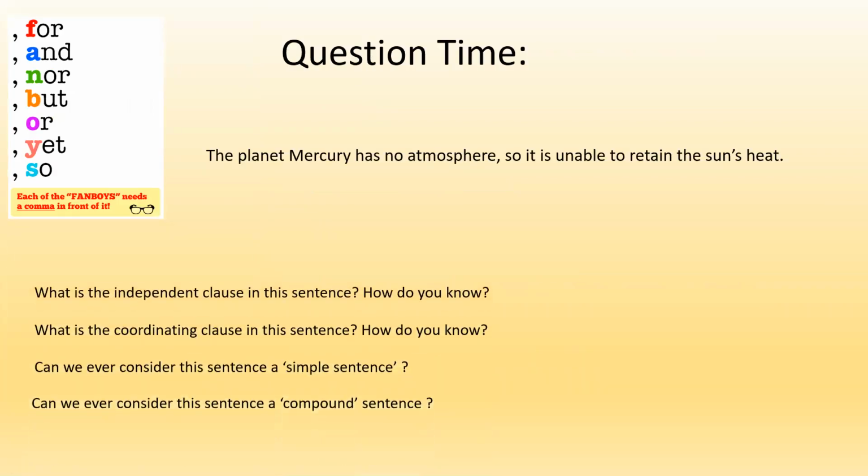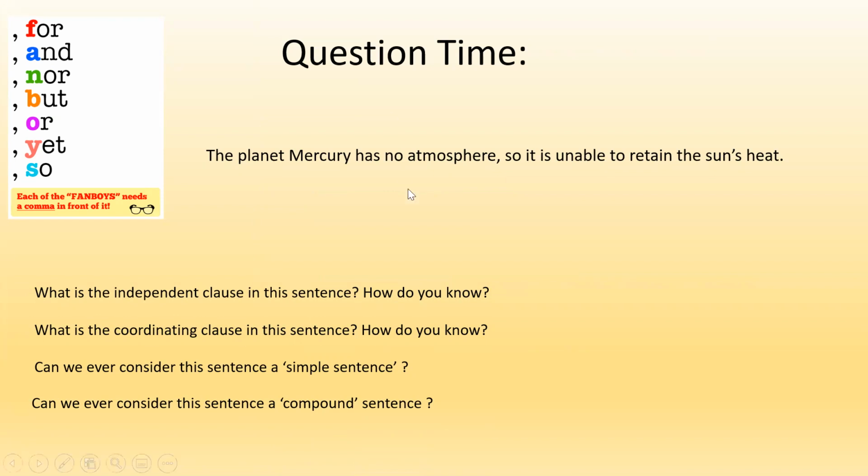Okay, and the final task, once you have finished that last activity, on the screen, there's a question. It says, the planet Mercury has no atmosphere, so it is unable to retain the sun's heat. And the 4 questions we've got: what is the independent clause in the sentence and how do you know? What is the coordinating clause in the sentence? How do you know? Can we ever consider this sentence a simple sentence? And can we ever consider this sentence a compound sentence? So pause the video, answer those 4 questions, and then that's it. We have finished this lesson.